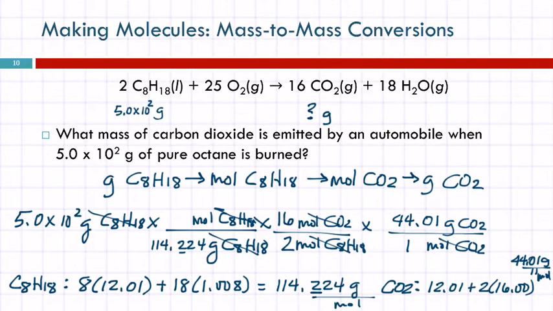So 5 EE2 divided by 114.224 times 16 divided by 2 times 44.01 equals. And my calculator is giving me a big long mess that I don't have room to write. Stick it up here. 1541.182238. Did you get something like that? Anybody? Yeah, okay. Little tiny nod in the back row. Thank you.